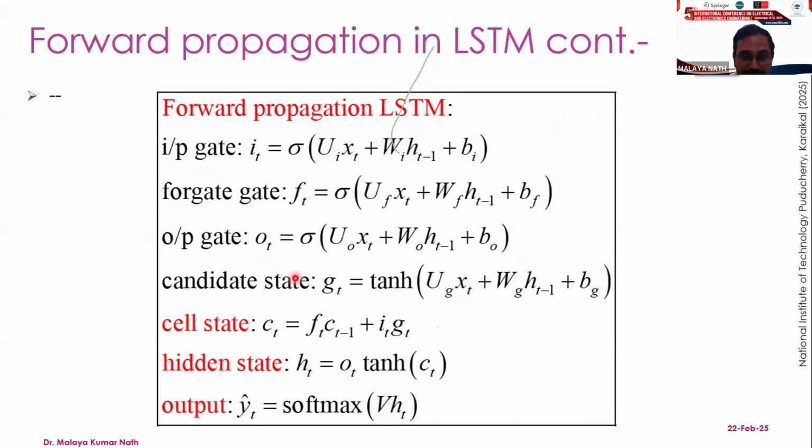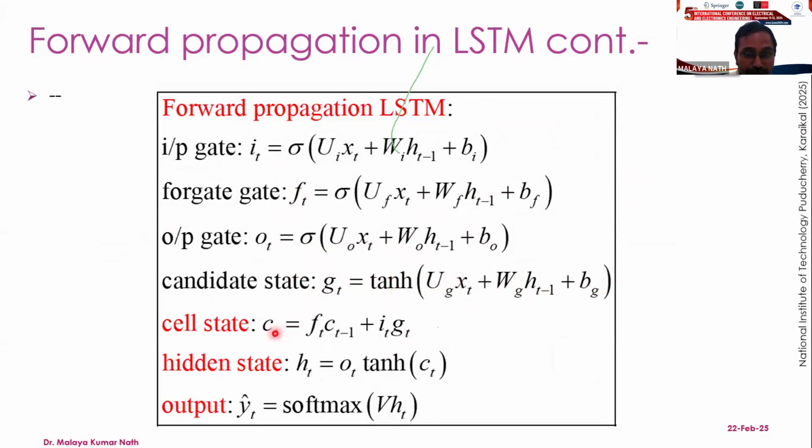In the case of the candidate gate, we are using the tanh in place of sigmoid, because the tanh gives rise to values from minus 1 to 1, and when it gets multiplied with the input, it decides whether the information has to be passed or deleted. That means whether it has to be updated or not.